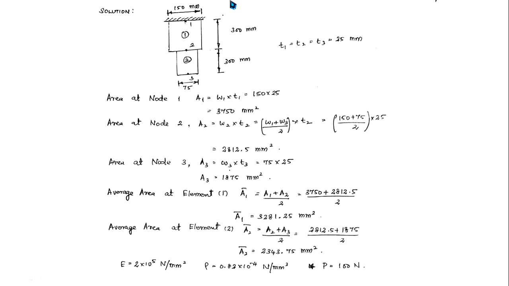Okay, now we will see. Now we have element 1 and element 2. Obviously you have 3 nodes: node 1, node 2, node 3.